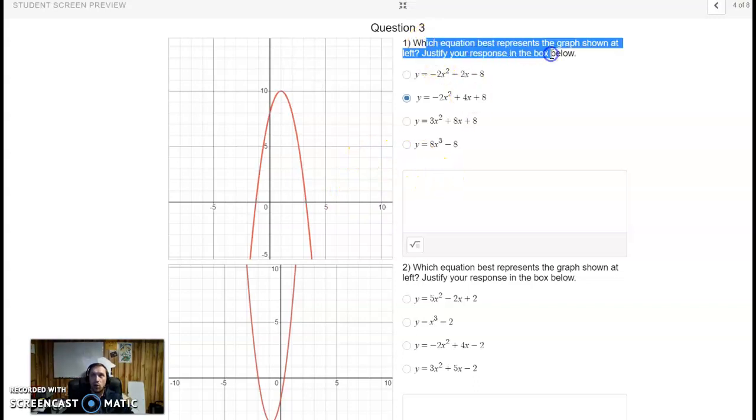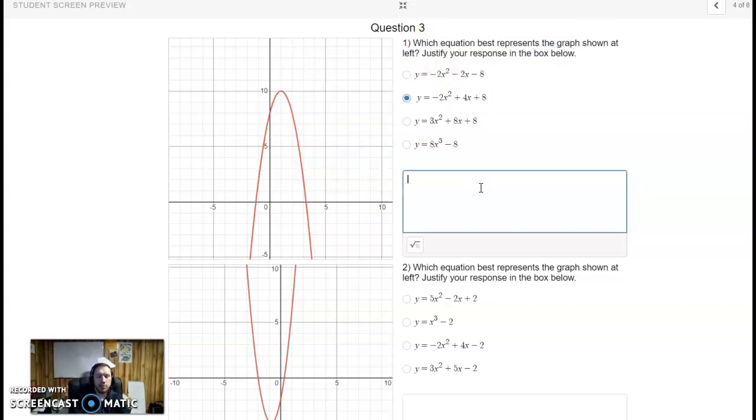And then justify your response. So you need to talk about, since it is opening downward, the first value by the x squared has to be negative.